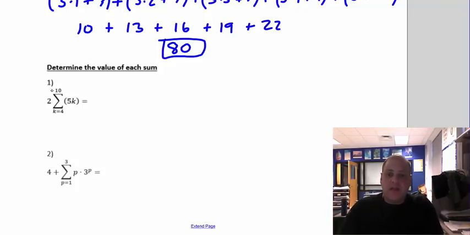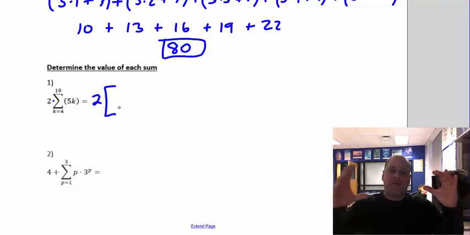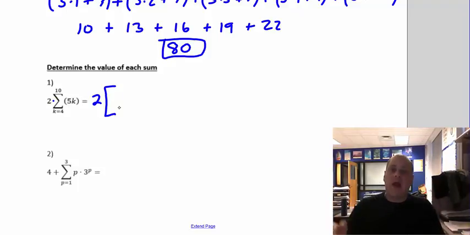All right. Now this one here, you'll notice a little difference. There's a little 2 in front of the sigma. There's an invisible times symbol, just like any time you wouldn't see an operation symbol. It means 2 times. We're going to put a bracket because I still have to add everything up first. We're going to worry about the 2 at the end.